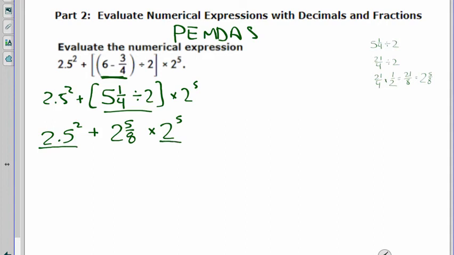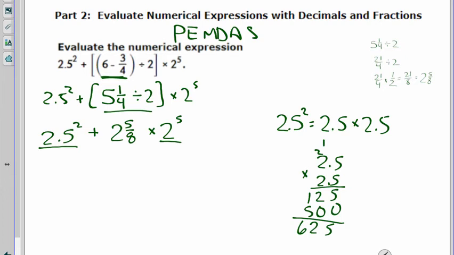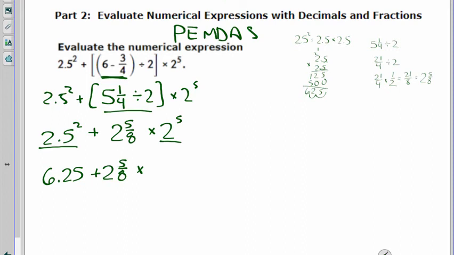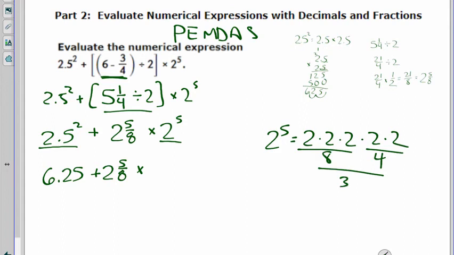Let's figure those out. 2 5/10 to the 2nd power is 2 5/10 times 2 5/10. Forgetting about the decimal point initially, I get 625. I have 2 places after the decimal point. 1, 2, I get 6 and 2500ths. Lastly, I have 2 to the 5th power. That's just 2 times 2 times 2 times 2 times 2, 5 times. This is 8. This is 4. That's 32.